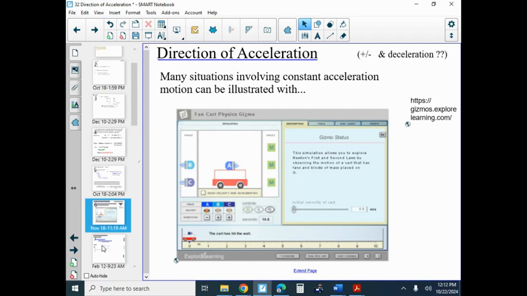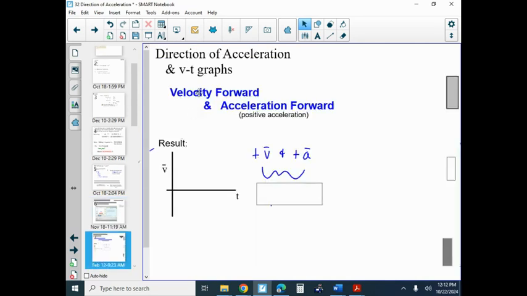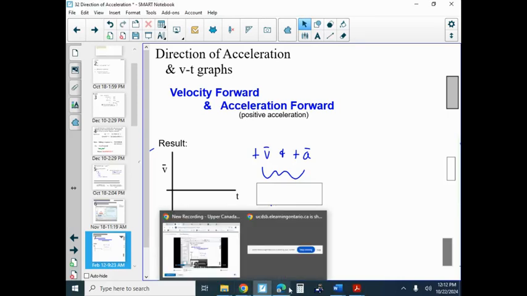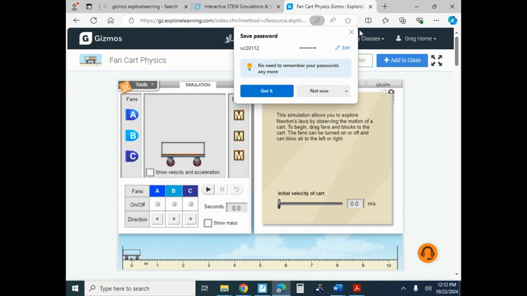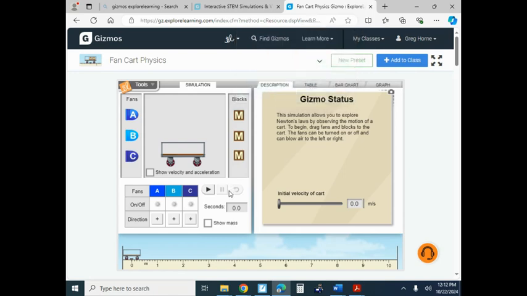Okay. So I'll be saying like velocity in the positive direction, acceleration in the positive direction, meaning both of them forwards, and so on. All right, so here we go. Velocity forward, acceleration forward, both positive direction stuff. And so there's your positives, right? So if I'm going to simulate that, then I can go into my gizmos here. And I can have an initial velocity of something, maybe 1 or something. And I can have one of the fans on the cart.